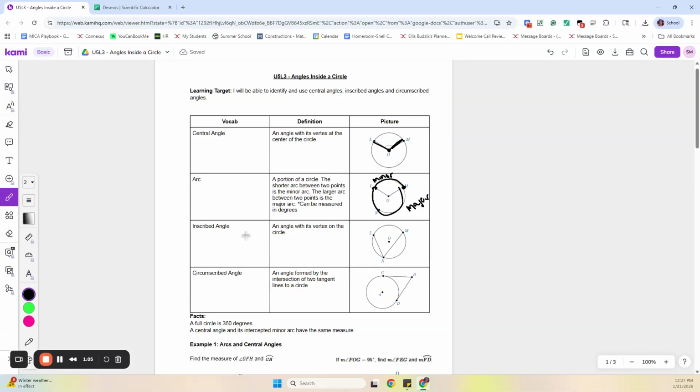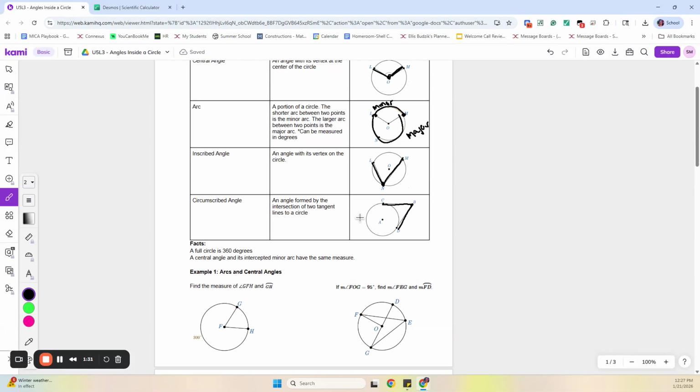And then an inscribed angle is an angle with its vertex on the circle. So before we were on the vertex or in the center. Now, as you can see, this vertex is sitting on that circle. That's called an inscribed angle. And then a circumscribed angle is an angle formed by the intersection of two tangent lines. So you're outside the circle. So here we have two tangent lines, and that angle is outside the circle. It's a circumscribed angle.